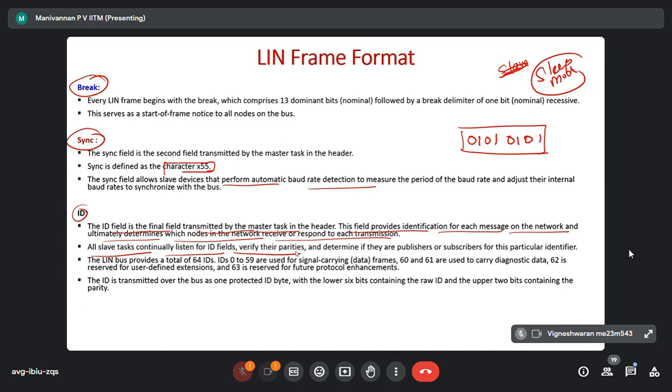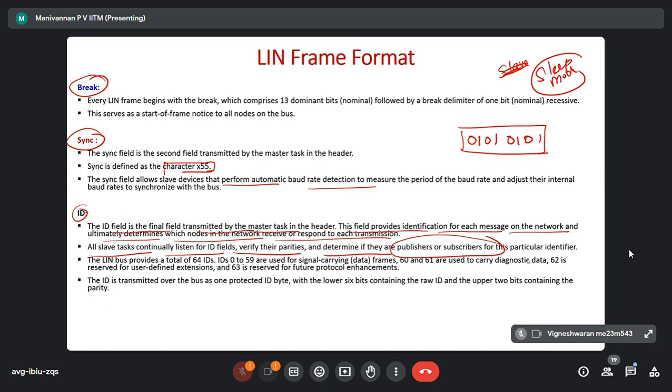The header, correct? And finally, you'll see they sync themselves and see the header ID. And if the header ID is meant for it, if it has that data, it will transmit. That's what I'm saying. Then the slave will publish or subscribe. Publishing is sending the data back to the master by the slave, called publishing in case of LIN bus.